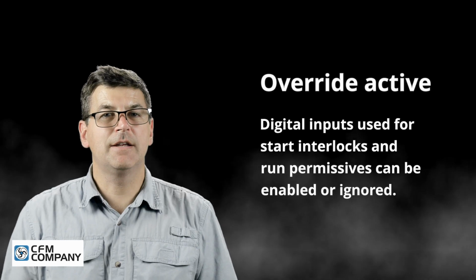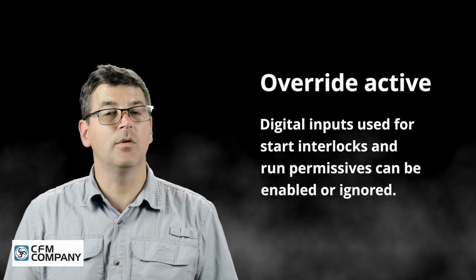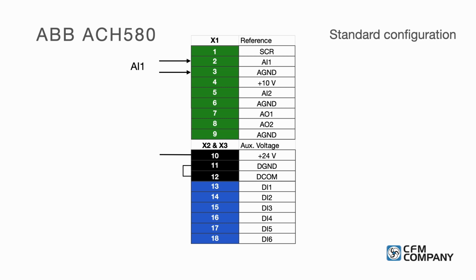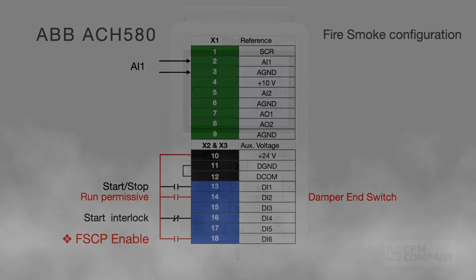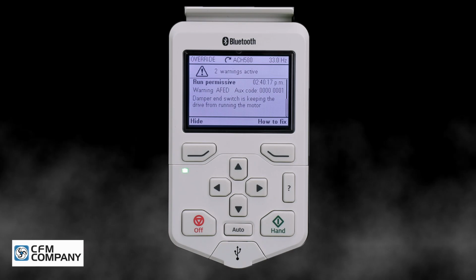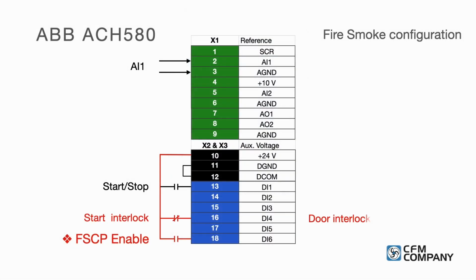When override is active, digital inputs used for start interlocks and run permissives can be enabled or ignored. For systems that have a standard day-to-day configuration and then change configuration for fire, smoke, and life safety operation, end switches can be enabled. Once the end switch is proven, the motor will start operation. If needed, a door interlock can be enabled and will prevent override operation.